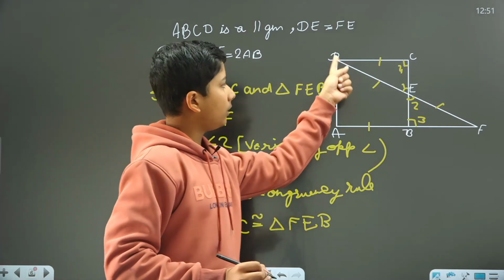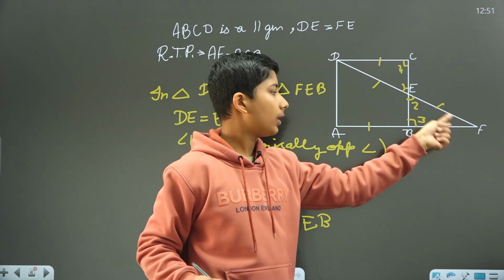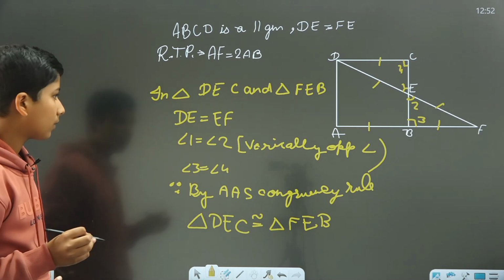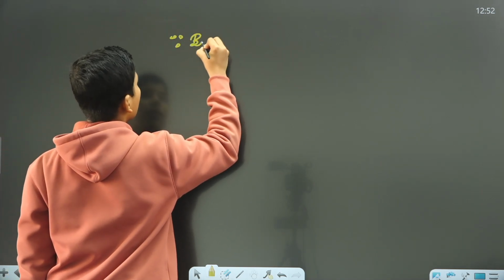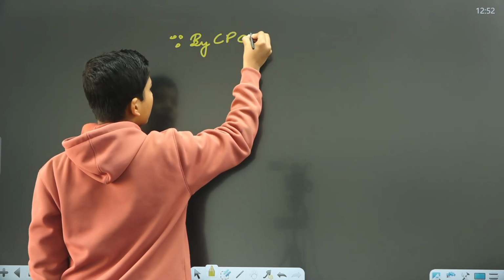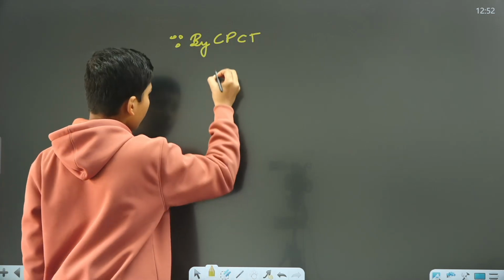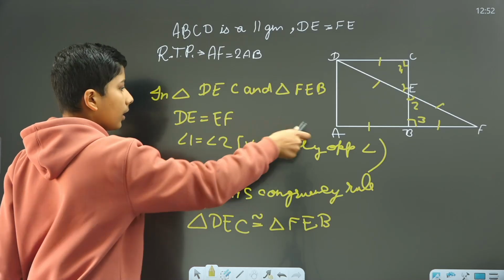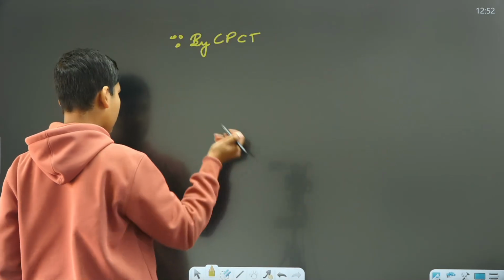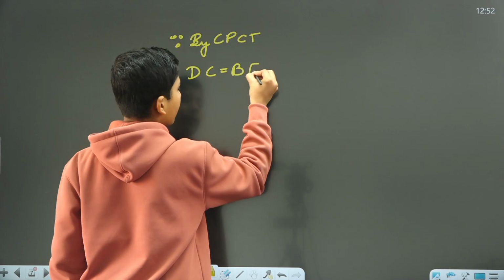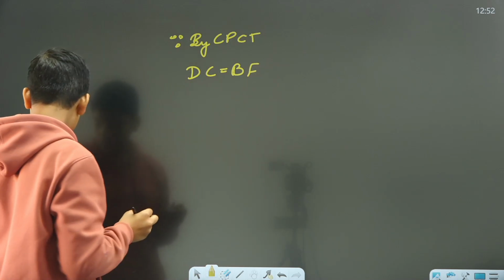Therefore, we know this triangle will be congruent to this one. So we can write DC equal to BF. Therefore, by CPCT, meaning corresponding parts of congruent triangles, DC equal to BF. Now, what will we do?